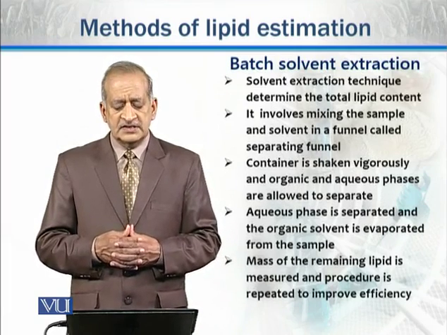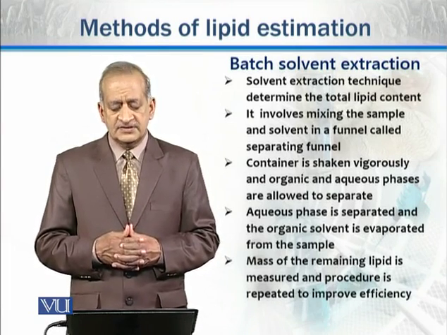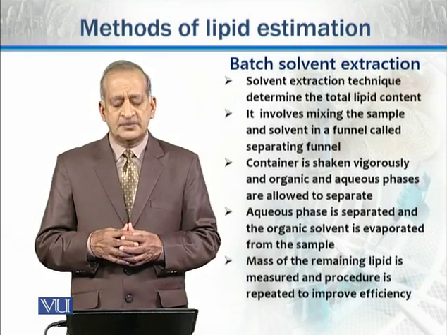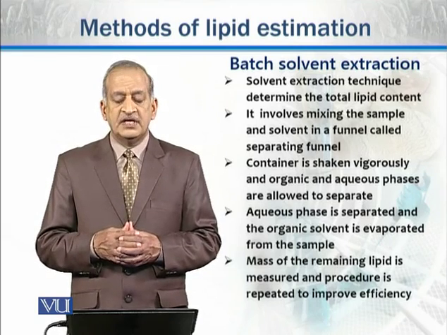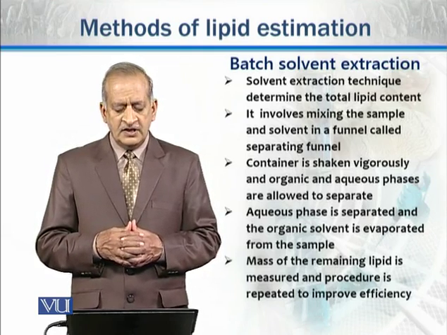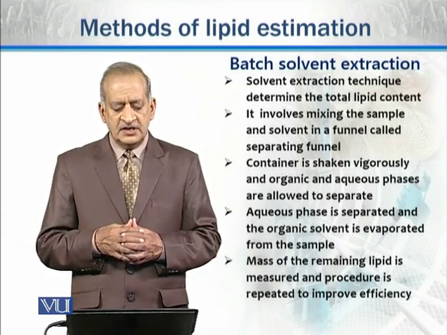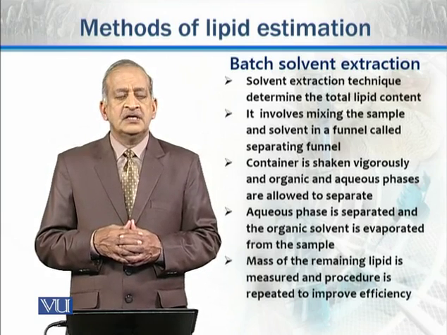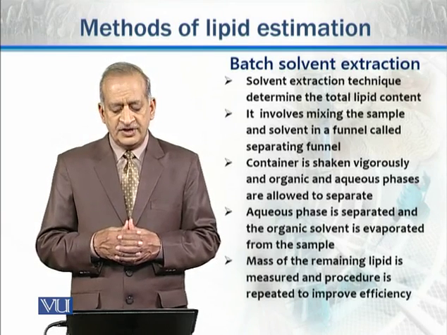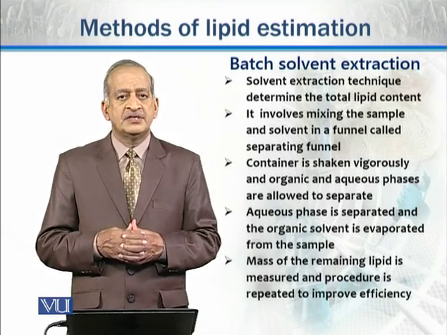Now we'll discuss the first method for estimation of lipids, and this is batch solvent extraction. In this method, what are the main steps? This involves mixing the sample and solvent in a funnel which is known as a separating funnel. What is done here? The container is shaken vigorously so that organic and aqueous phases first of all mix with each other and then they are allowed to separate. Aqueous phase is separated then, and the organic solvent is evaporated from the sample.